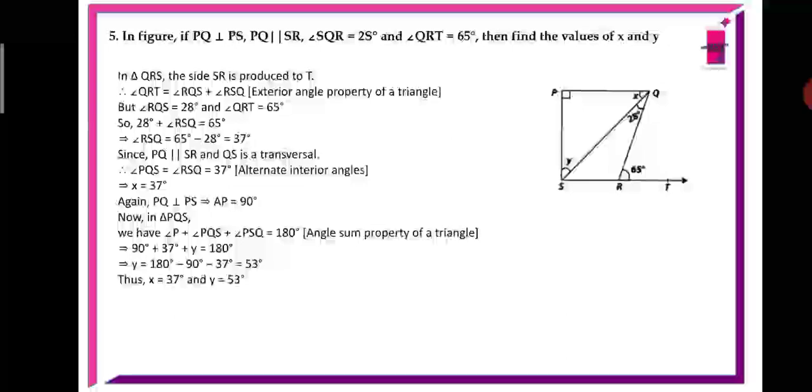Now in triangle PQS, we have angle P plus angle PQS plus angle PSQ equals 180 degrees. It's the angle sum property of a triangle. We know angle P is 90 degrees because those are perpendicular lines, and angle PQS we found as 37 degrees, plus Y equals 180, because angle PSQ is equal to Y. So Y equals 180 minus 90 minus 37, which equals 53 degrees. Thus X equals 37 and Y equals 53.